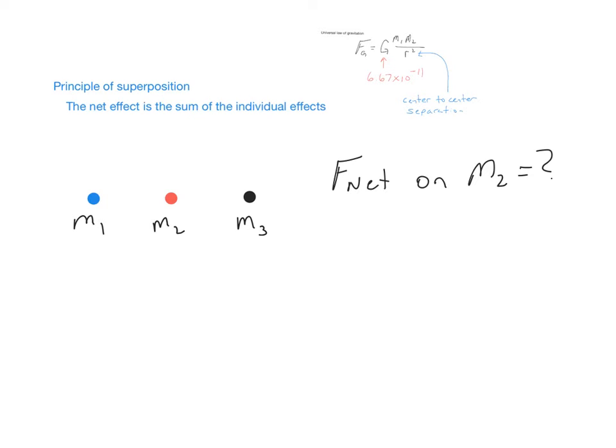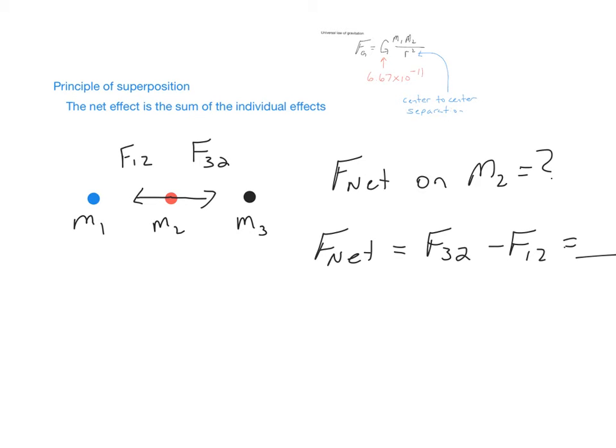Okay. Now, if we look at mass 2, mass 3 is exerting a force to the right on mass 2. So we'll say that's the gravitational force of 3 on 2. And then mass 1 is exerting a gravitational attractive force to the left, the force of 1 on 2. There's no other object that mass 2 is interacting with, so we've identified all the forces. Now it's a simple vector math problem, which is the force of 3 on 2 minus the force of 1 on 2, and that'll give you your answer.